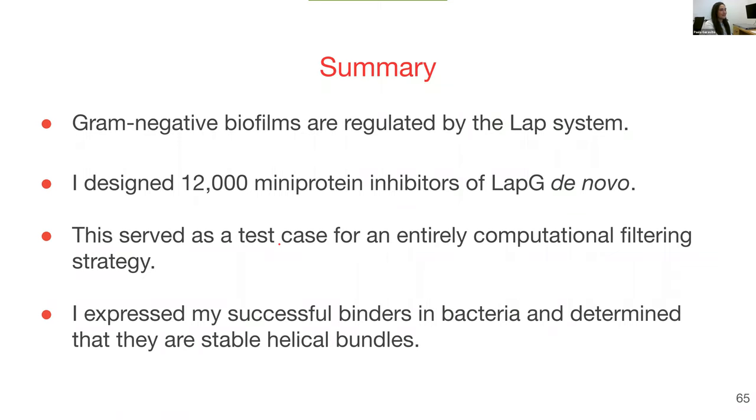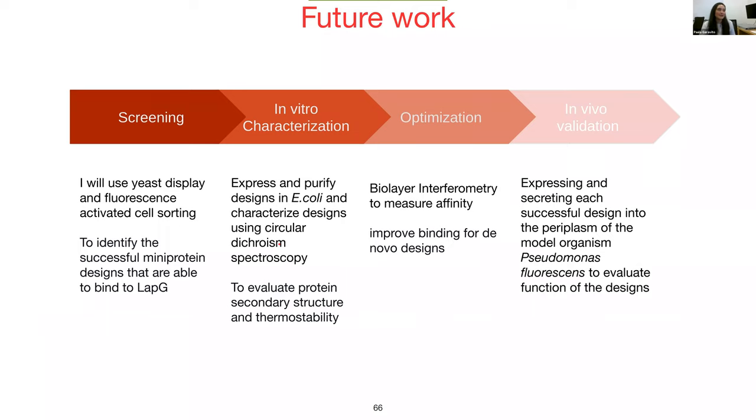In the next steps, and maybe even tomorrow, we basically want to optimize and check the affinity of the binders to LabG. So I plan to use biolayer interferometry to check for affinity. And then from there, I can make the choice on how I need to improve the binding for the novel designs or not. At the same time, I want to start doing in vivo validations using Pseudomonas fluorescens and see if we can get them into the periplasm and also use them as a tool.